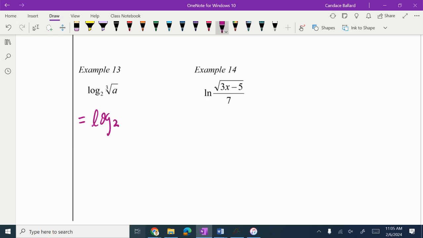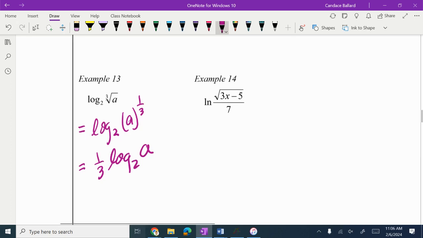So I'm going to rewrite it as log base 2 of a to the 1/3 power. There isn't a whole lot to expand other than we have an exponent. Where's the exponent going to go? In the front. So I have 1/3 log base 2 of a. And it could be any variable in there. It doesn't have to be just x's and y's.